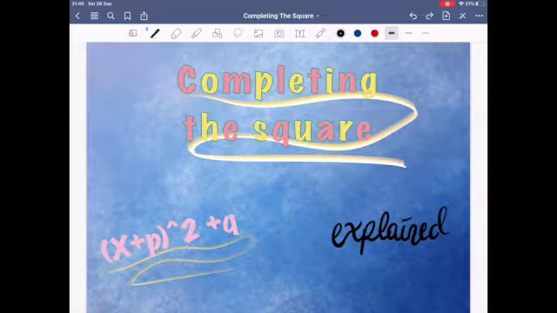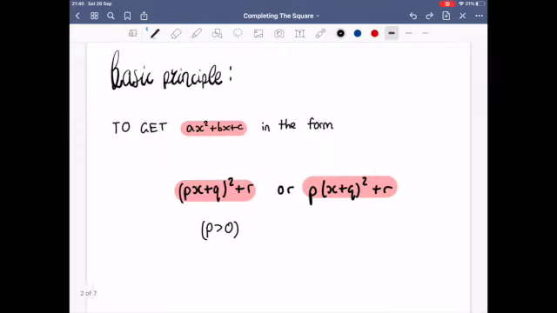Welcome to this video on completing the square. I'm going to tell you how to do it, and then I'm going to do some walkthrough examples and give you a question at the end.